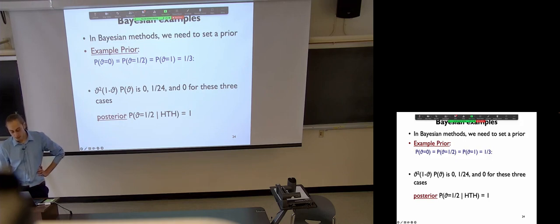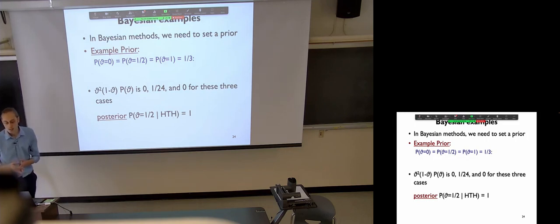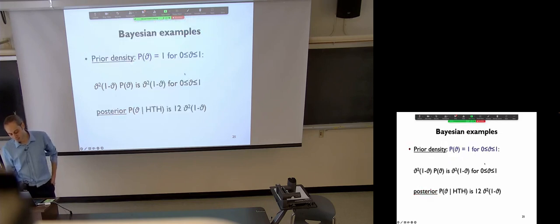In this case, the posterior of theta equals 1/2 given HTH is simply 1, because we take this number, 1 over 24, and divide by the sum, 0 plus 1 over 24 plus 0. So this comes down to 1. This is basically the only possibility for theta, so it's 1/2. If it's 0 or 1, you will never see either a tail or a head. So, yeah. Does it make sense?